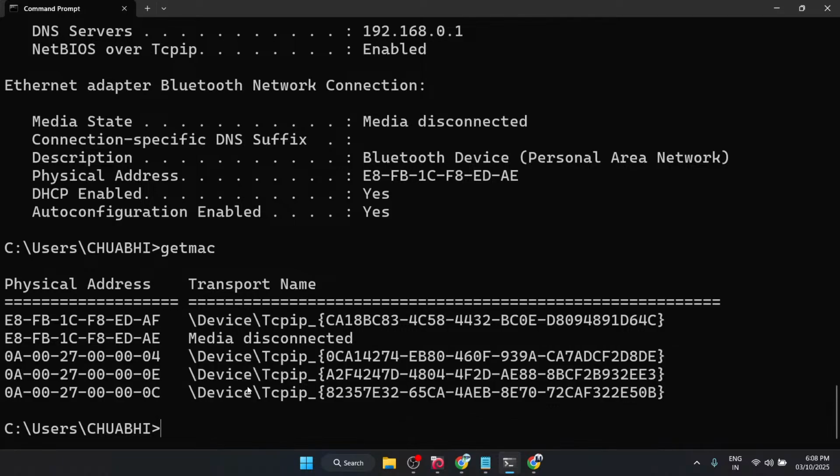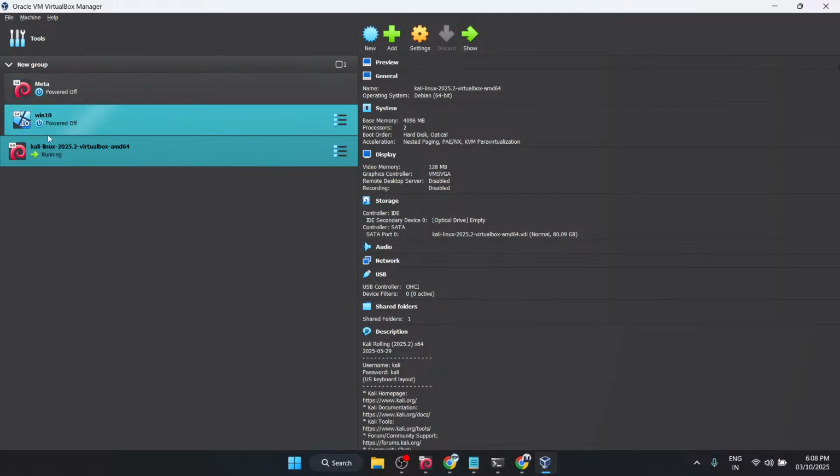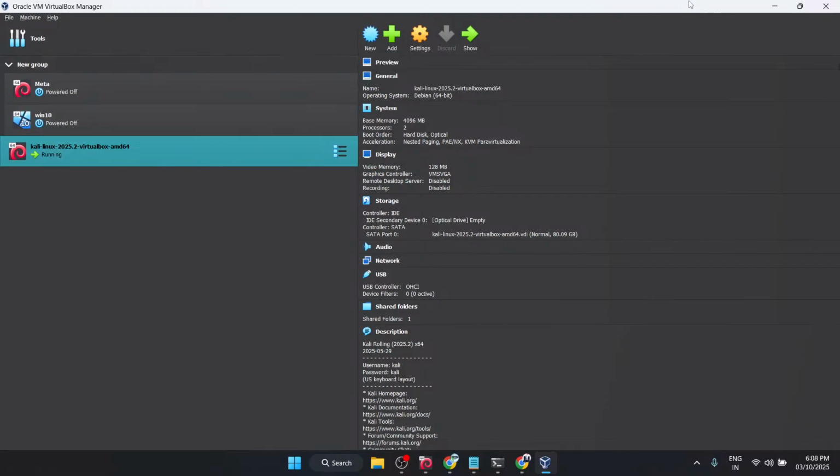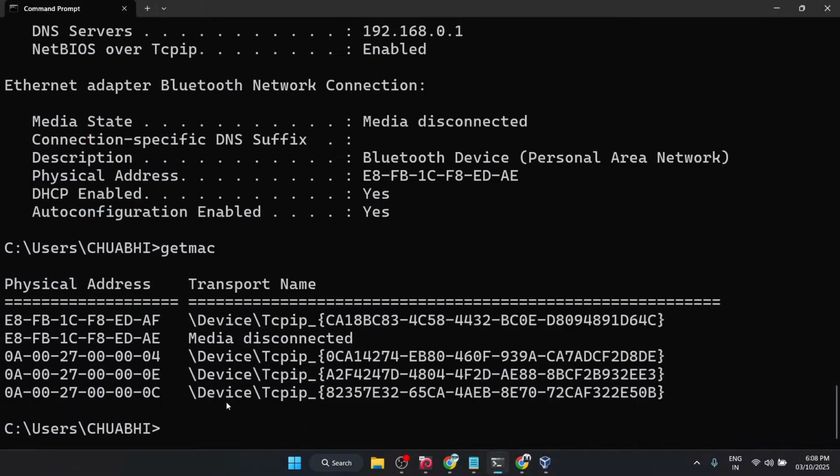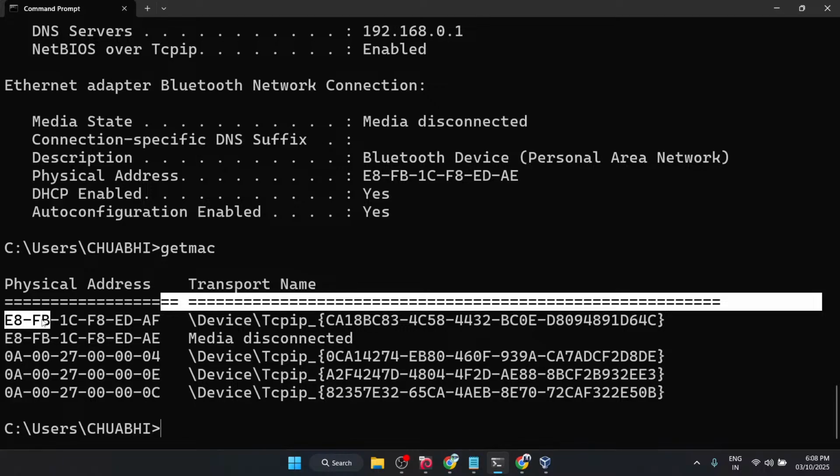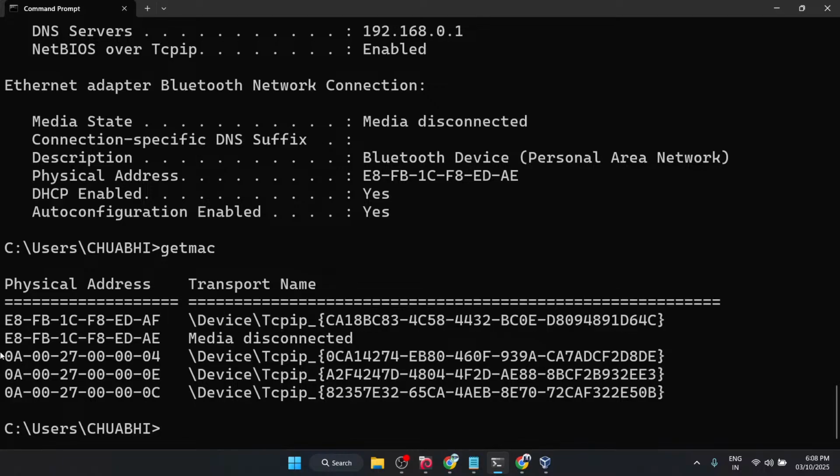Like I have VirtualBox, I have Kali in it, I have the Metasploit framework in it, and I have Windows 10 in my Linux. Here you can see now, let me show it to you. Here I've got three other virtual machines, so for that it has more MAC addresses. This is the main one, this is for the Wi-Fi. The next one is for Bluetooth, and the others are for your virtual machines. If I have installed a virtual machine, then definitely there will be.